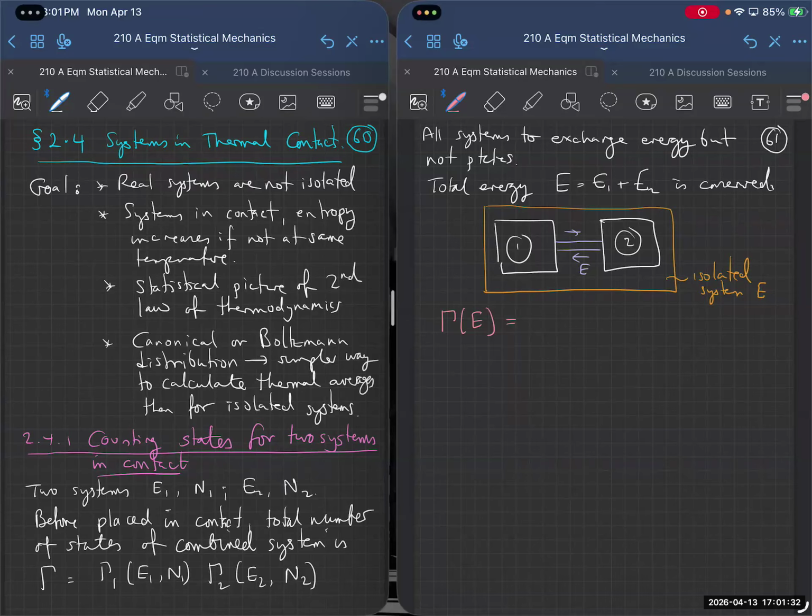It could be that system 1 has most of the energy and system 2 has hardly any. Or it could be that they have half the energy each, or maybe system 2 has a lot more energy and system 1 has a lot less. So basically, the total number of ways I can distribute the energy between the two systems is: I can say system 1 has energy E1, system 2 has energy, therefore, E minus E1, so that the total adds up to the total energy. And then I can sum over all possible values of the energy of system 1, and that is the total number of ways of finding the overall system in the quantum state E.